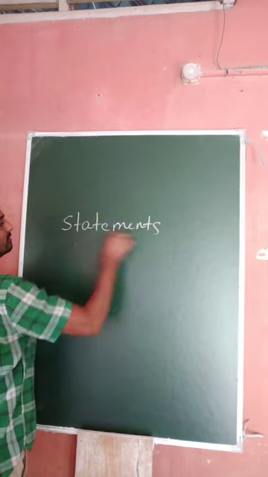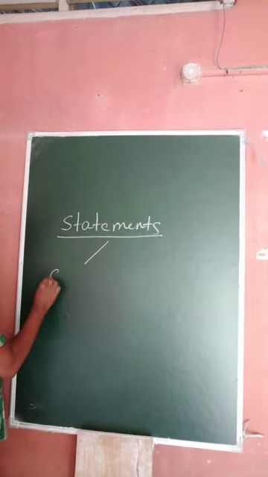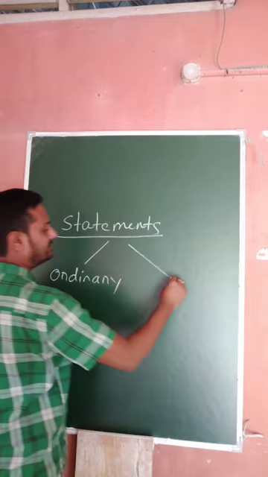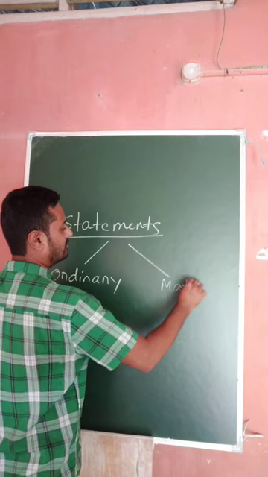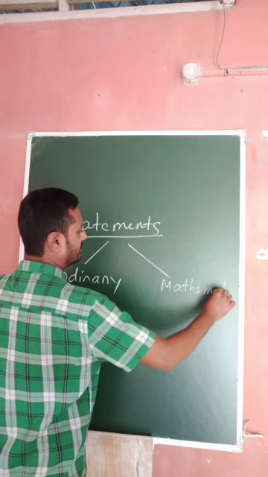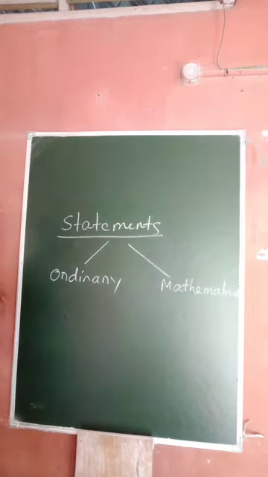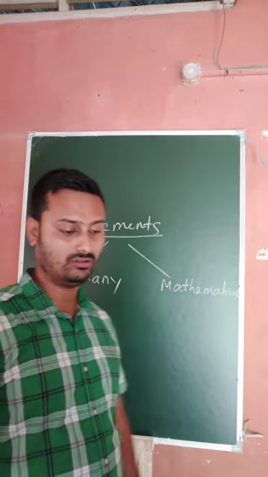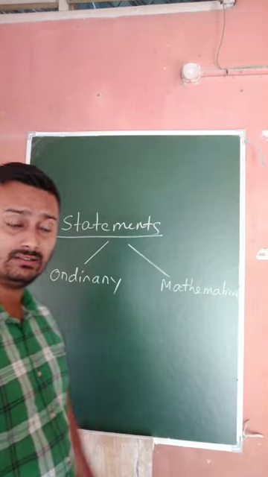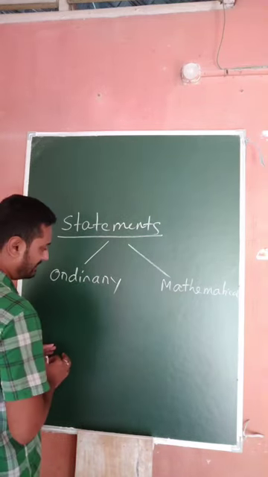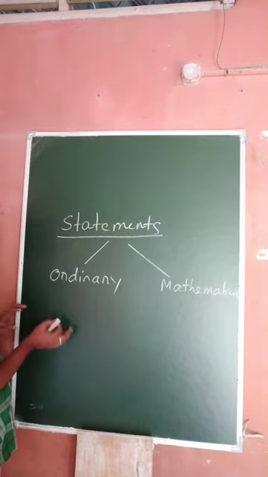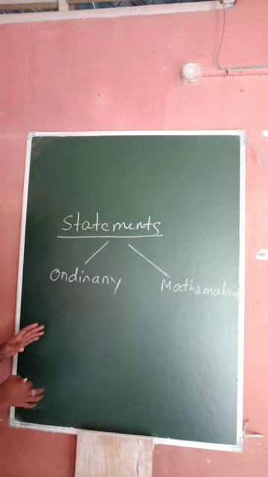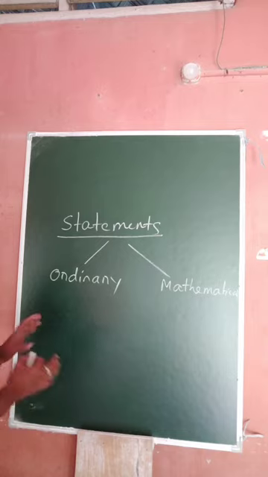Okay, so there are two types of statements. One is ordinary and one is mathematical. So all of you see your book, page number 56. Okay, so ordinary statements, the statements which are given in language, given in words, are known as ordinary.